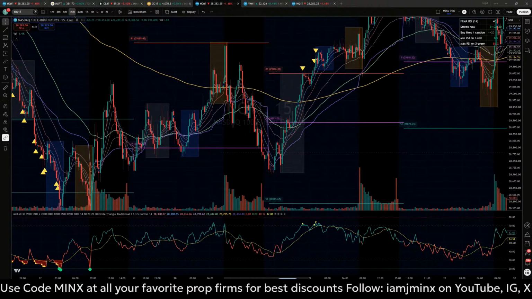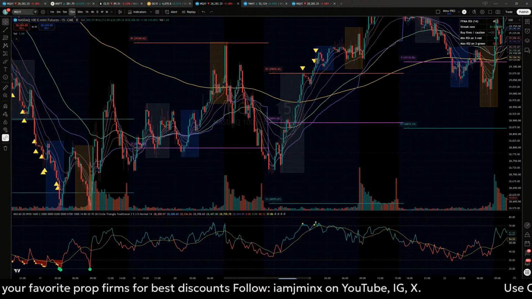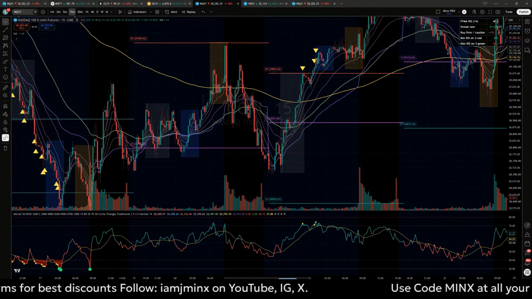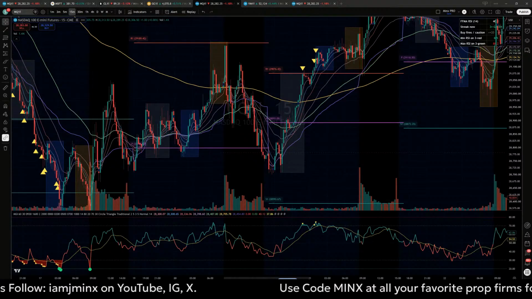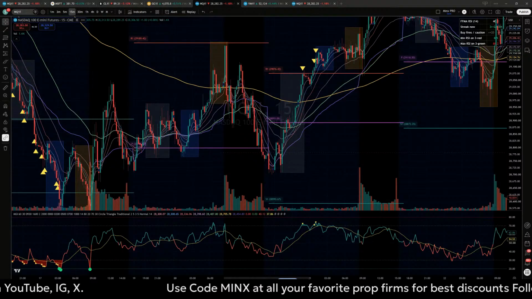So it is false values on TradingView when it comes to their order flow. I didn't think that they had tick replay. That's just my understanding.